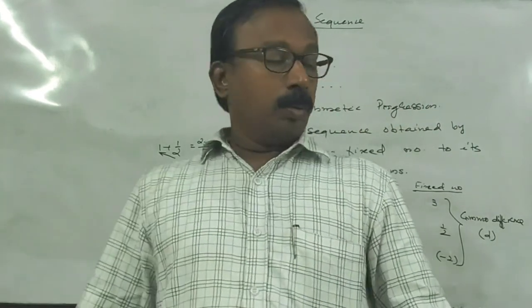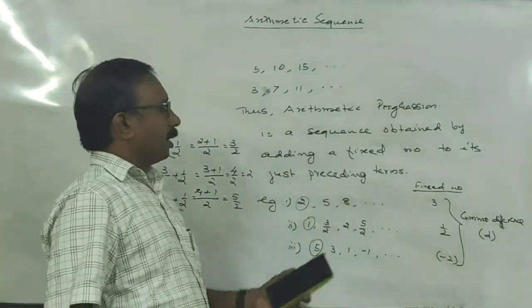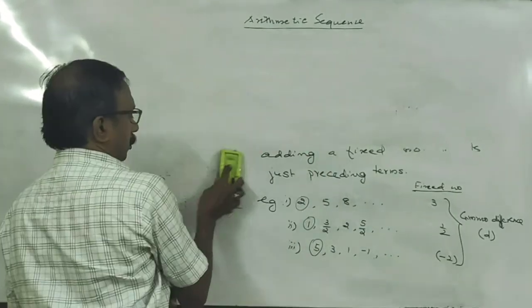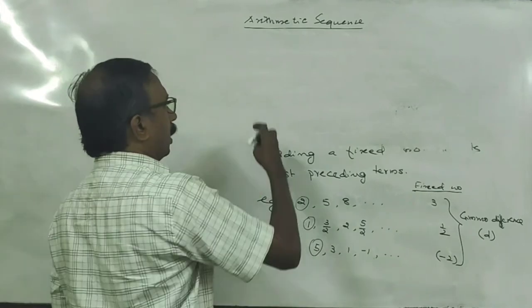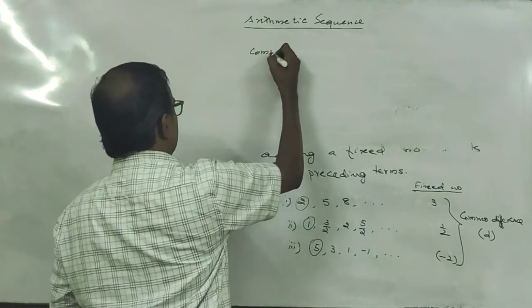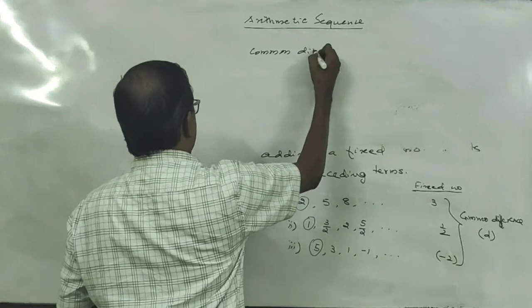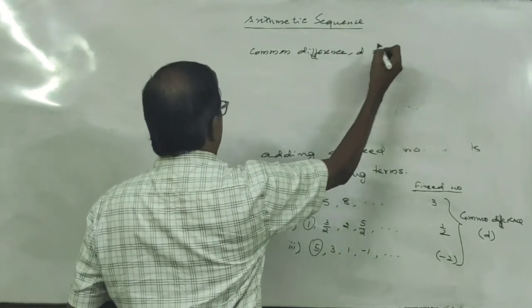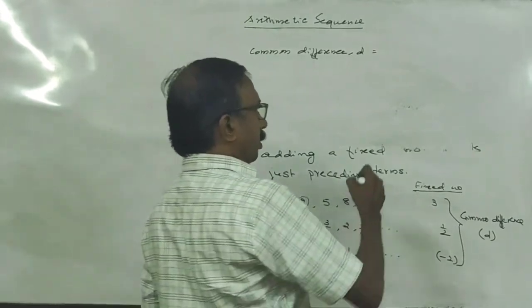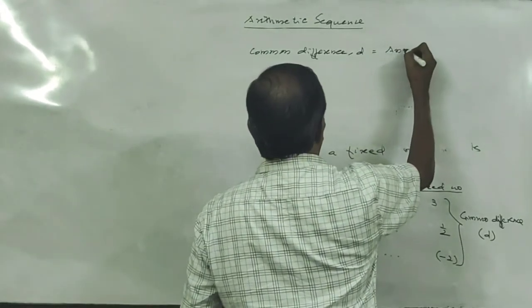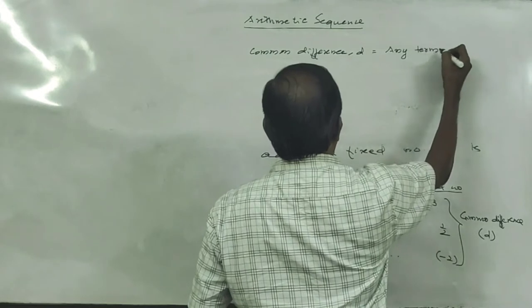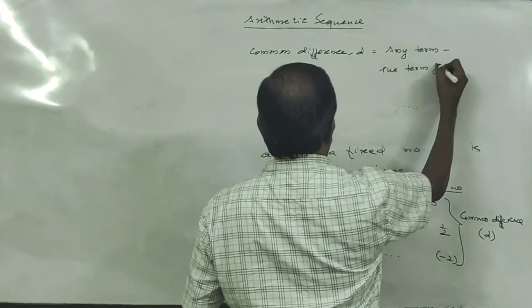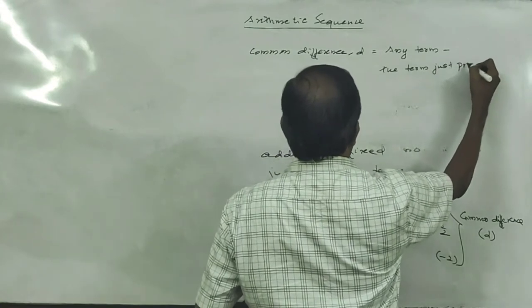So the common difference is obtained as follows: d is equal to any term minus the term just preceding it.